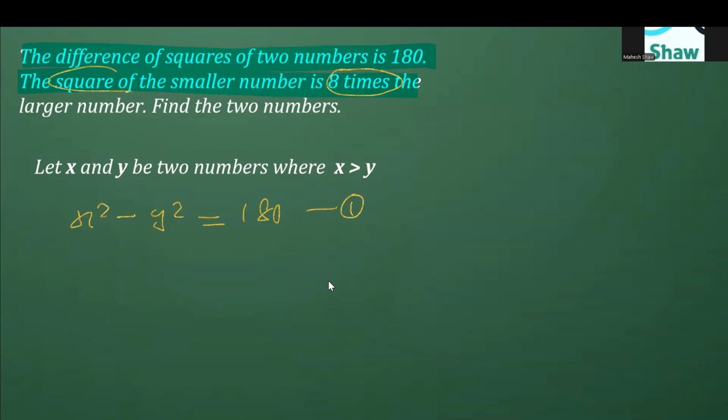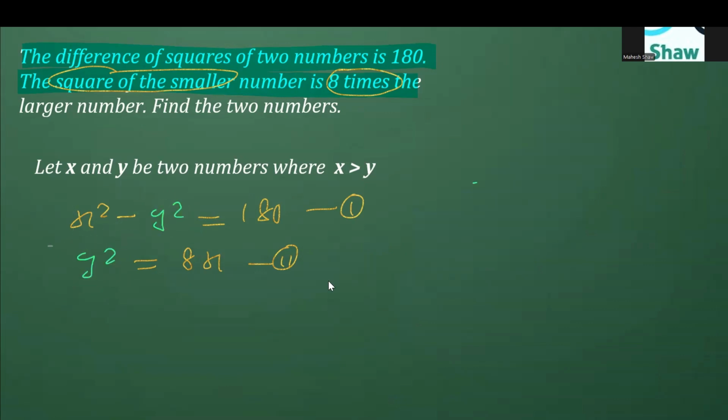So one more time, the square of the smaller number. The smaller number is y. So y square is equal to 8 times the larger number, and not 8 times x square, right? It should be 8 times x. So now we can do substitution. We can directly replace y square, since we have the same y square over here.